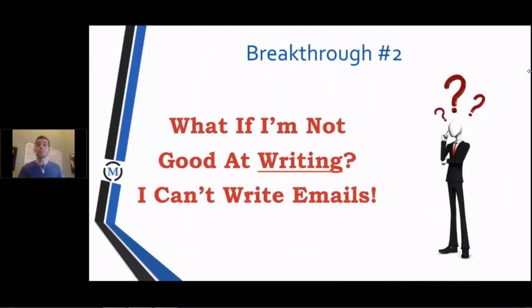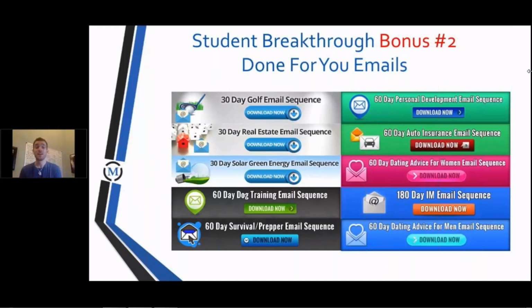Breakthrough number two. What if I can't write emails? Anthony, I don't know how to write emails. I don't want to write emails. I'm not good at writing emails. Okay, how about this? Breakthrough bonus number two. We will not just write a few emails for you guys. I want you to add these up. 30-day autoresponder for golf, 30-day autoresponder for real estate, 30-day autoresponder for solar and green energy, 60 days for dog training, 60 days for survival, personal development, auto insurance, dating advice for women, dating advice for men, and 180 days of emails in the internet marketing industry niche. 180 days.